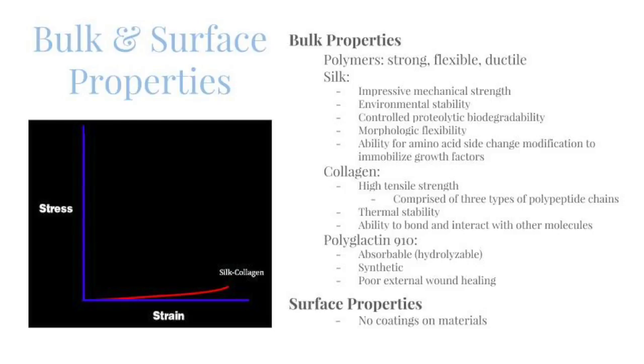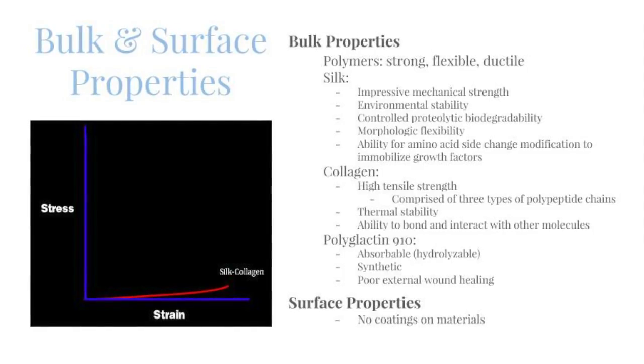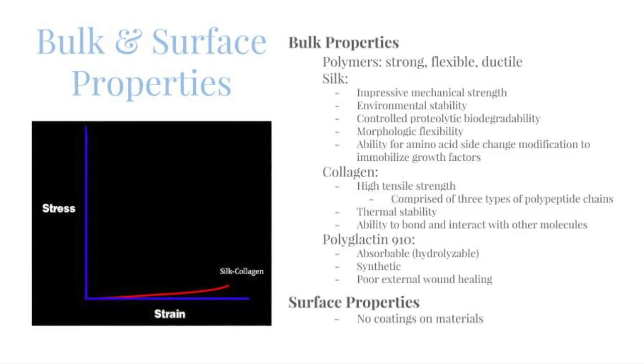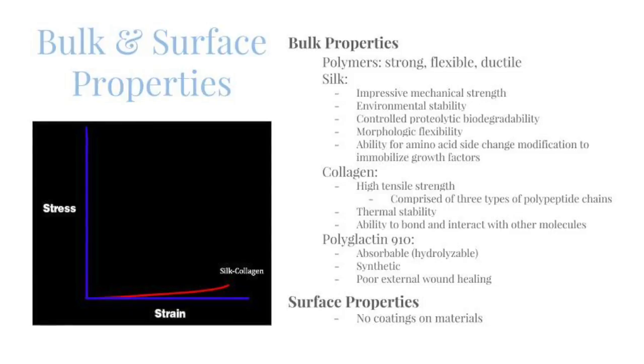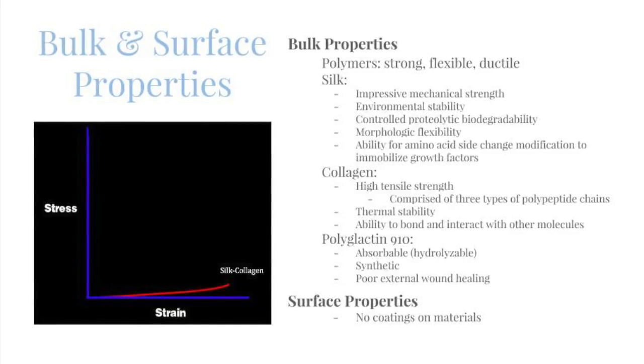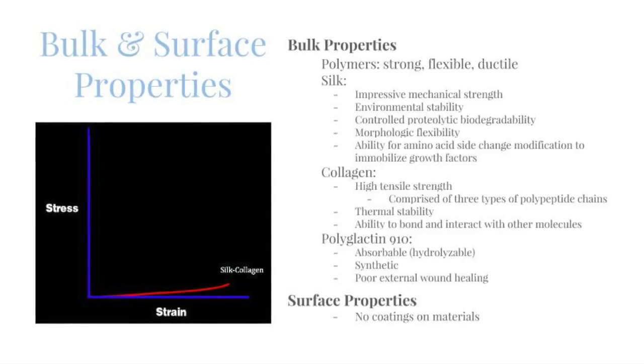Our material choices are all polymers. Therefore, they all exhibit considerable strength, flexibility, and ductility. The silk, a component of the silk collagen sponge, demonstrates impressive mechanical strength, environmental stability, controlled proteolytic biodegradability, morphologic flexibility, and ability for amino acid side chain modification to immobilize growth factors.